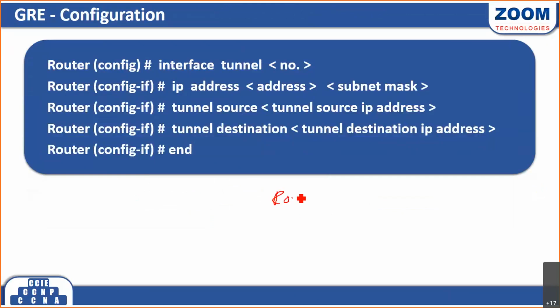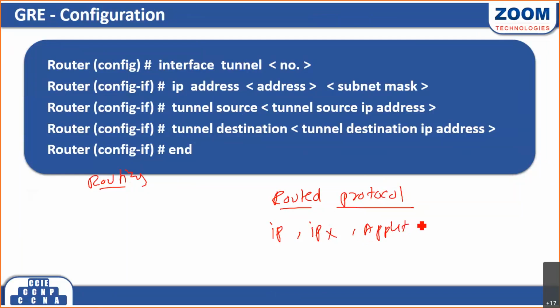We have routed protocols. Remember network protocols? Routing protocols and routed protocols. The routed protocol is used to carry the data. So routed protocols are IP, IPX, AppleTalk. These all are routed protocols. IPX will work only in Novell devices. AppleTalk will work only in Apple devices. So IP is open, right?